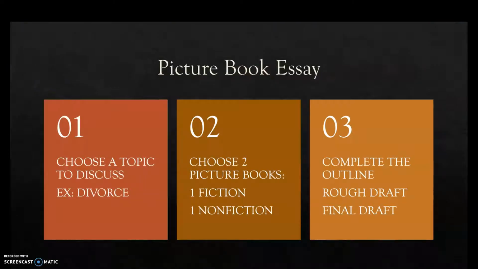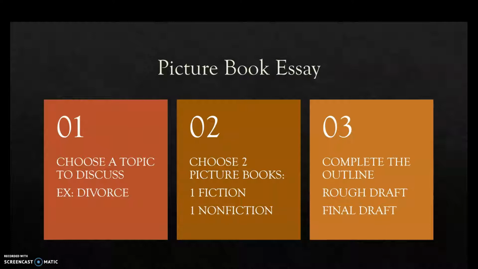There are basically three parts. The first step in this project is choosing a topic. And you want to choose a topic that you would want to study with your future students. So, for example, you might choose divorce. And you are going to find two picture books, meaning children's books with pictures in them, one fiction and one nonfiction. So I will give you a list of resources, but if you can't find a nonfiction picture book, you can always use a child's encyclopedia that can be found online.